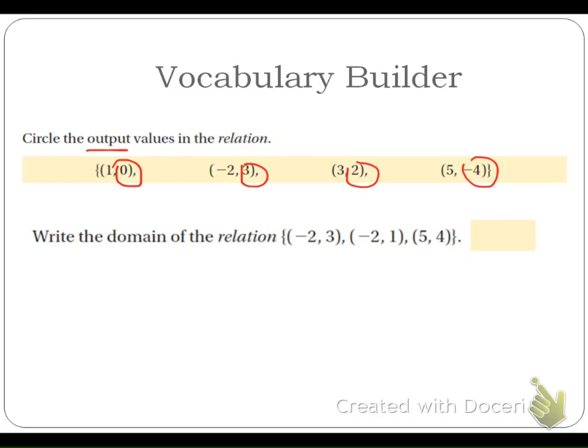Another word for output is range. Sorry, R-A-N-G-E. The opposite of range is domain. The domain of a relationship are all the x values. So remember, in a coordinate, the x comes before the y in an ordered pair. So the domain of this relationship is -2, -2, and 5. All those values are called the domain.